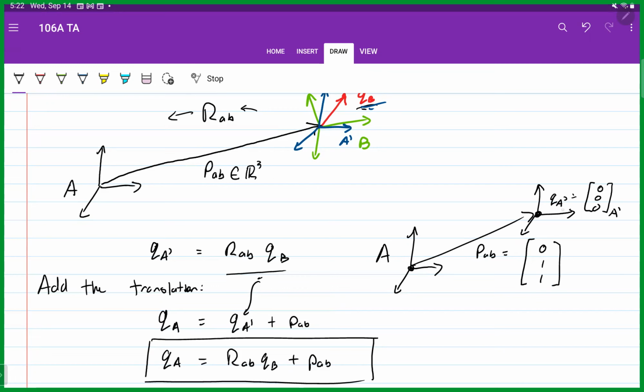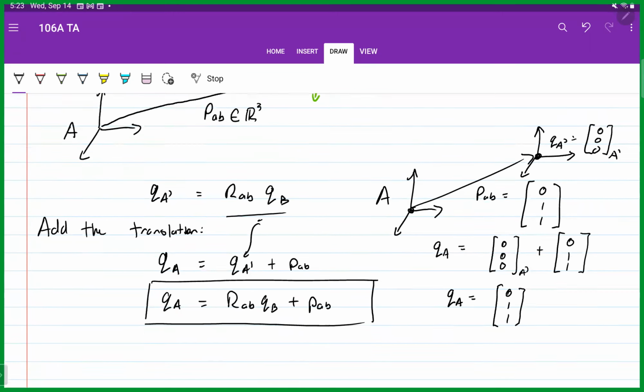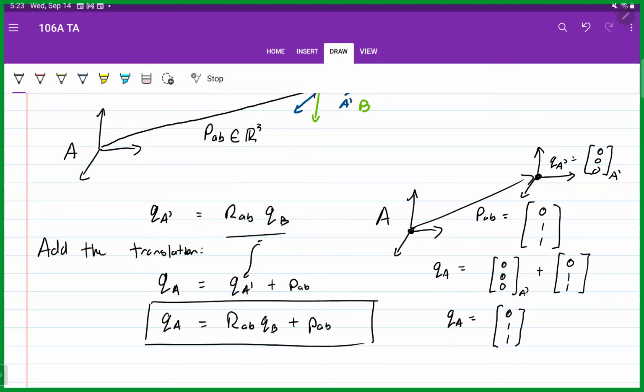So now if I want to see what this QA prime will look like from frame A's perspective, all that we need to do is just add on that vector that points to the origin, and then that'll take care of it for us. So then we'll see QA is equal to 0, 0, 0, which is our A prime vector, right? And we're adding on this 0, 1, 1. So then we find out that the coordinates of the origin of frame A prime with respect to frame A are just 0, 1, 1. Does that make sense? Okay, sure, yeah.